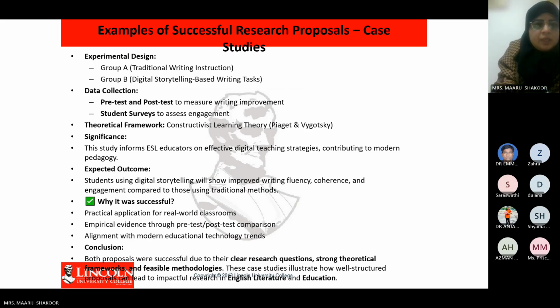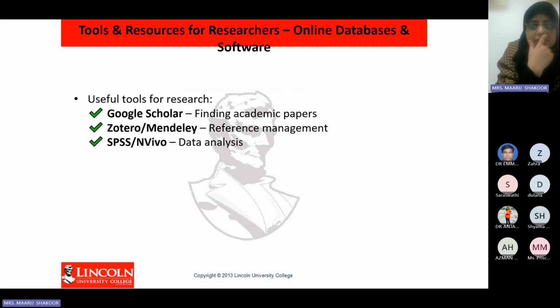Okay. Yes, tools and resources. Yes, these are very important tools. You have to look for it. Useful tools for research. Sorry, actually, I have a sore throat. So, Google Scholar, finding academic papers. Yes, you can get all the academic papers from Google Scholar. And Zotero and Mendeley for references management. This will help you a lot to manage your references. SPSS and NVivo. Yes, these are also for data analysis.